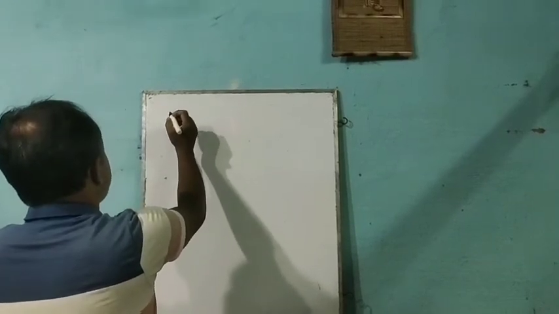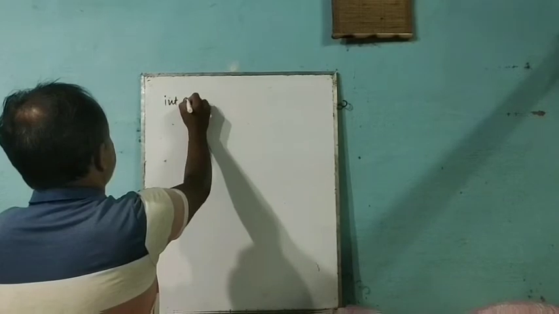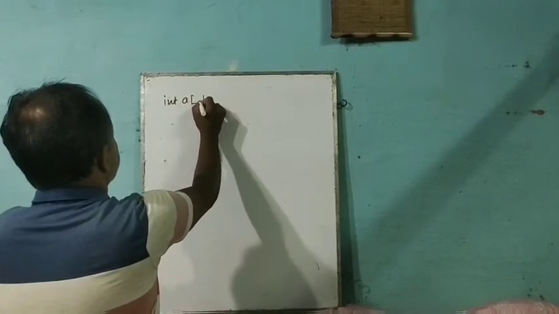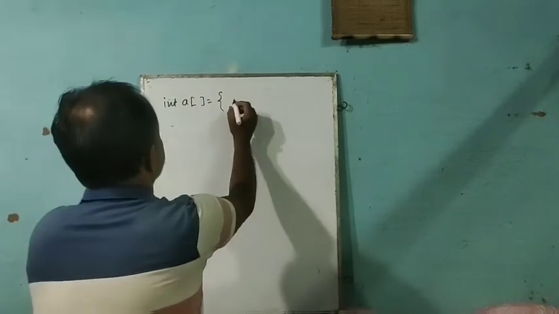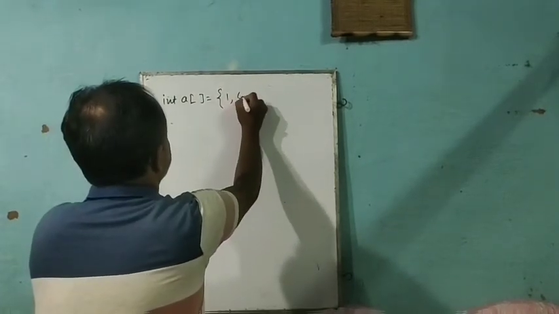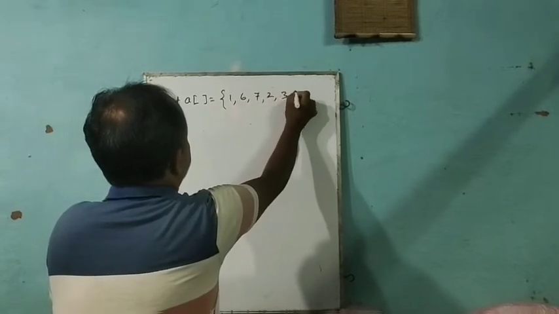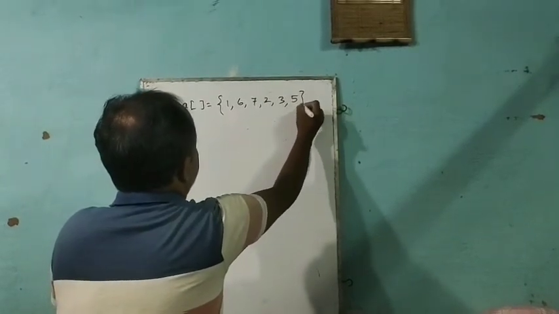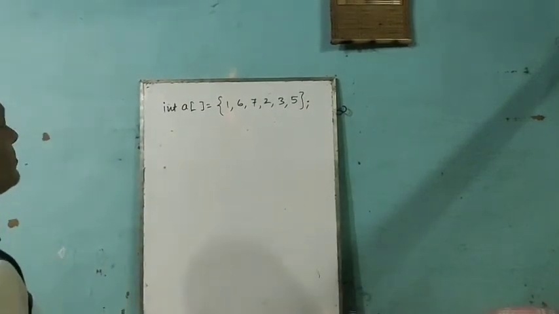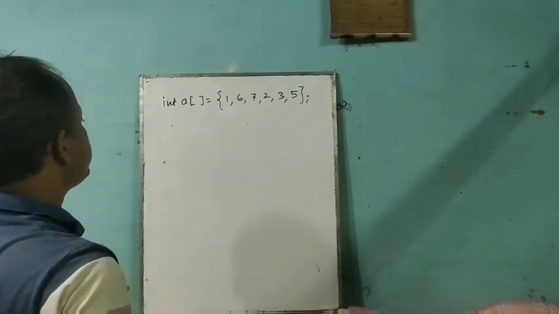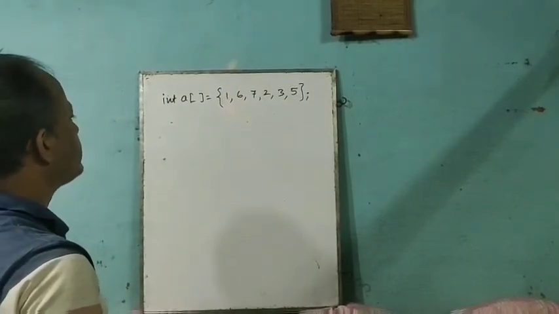Now we will see another type of array declaration. int a[] = {1, 6, 7, 2, 3, 5}; then put one closing brace. This is another type of array declaration. By this, we are directly declaring the array as well as assigning the values in the array.